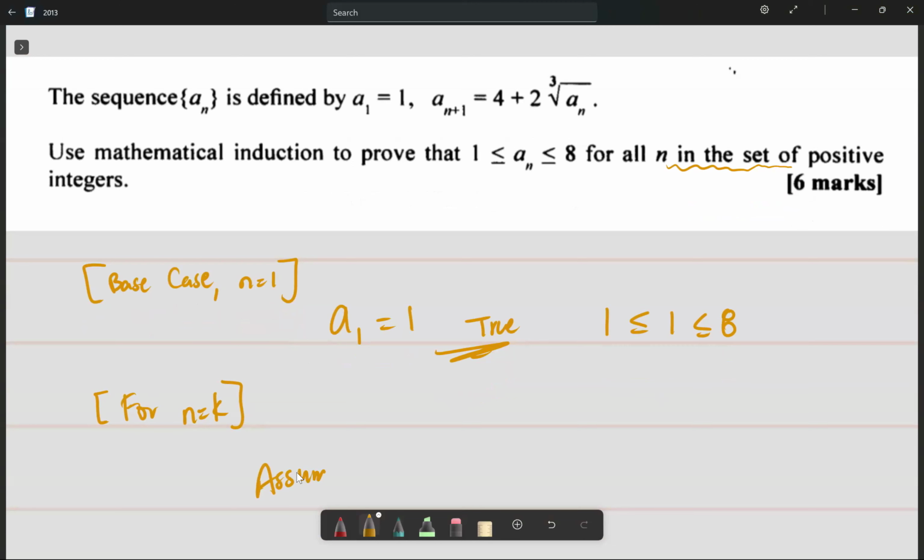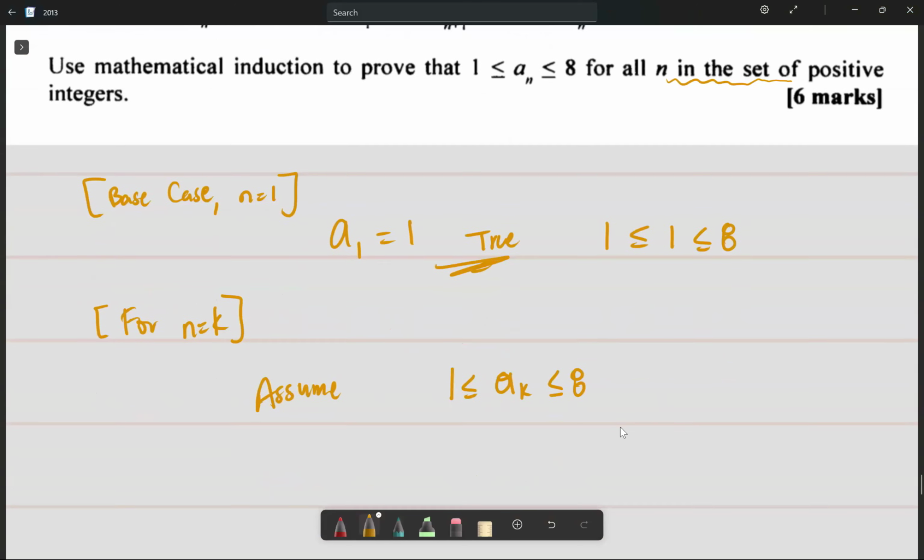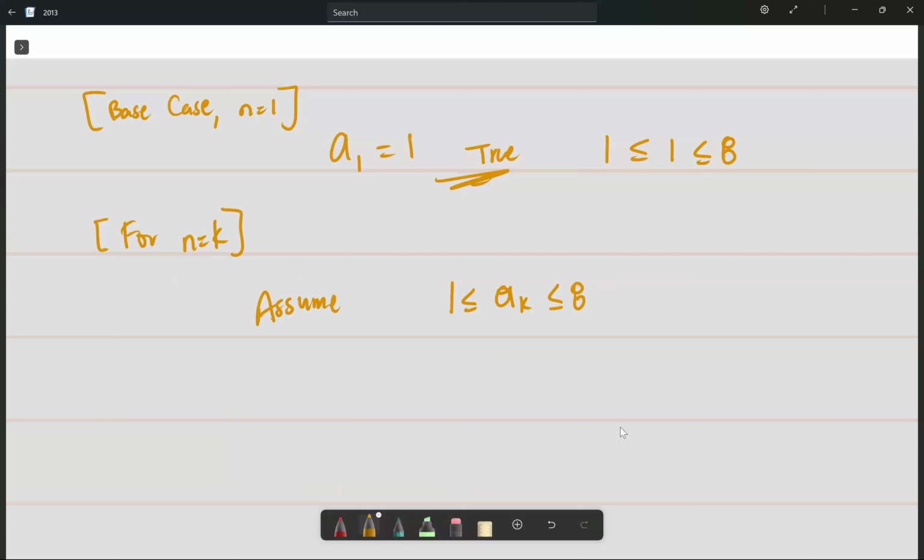The next step of our mathematical induction is for n equal k. Assume that 1 is less than a k, less than or equal to 8. This is where you make an assumption. So whatever they told us, we're just going to assume that, yep, whatever you said, I believe you, it's definitely true. Don't worry, just believe it for now.